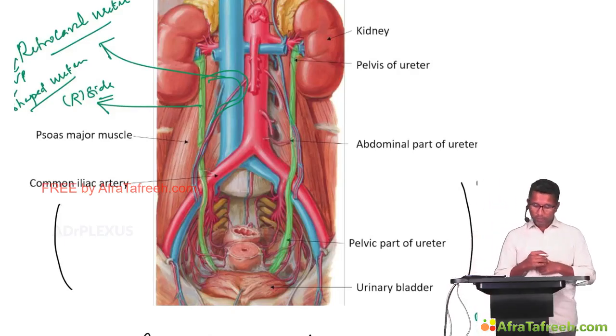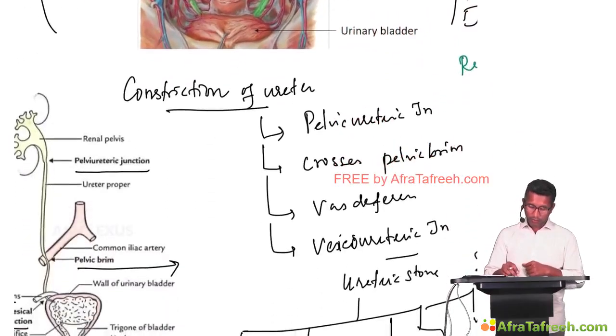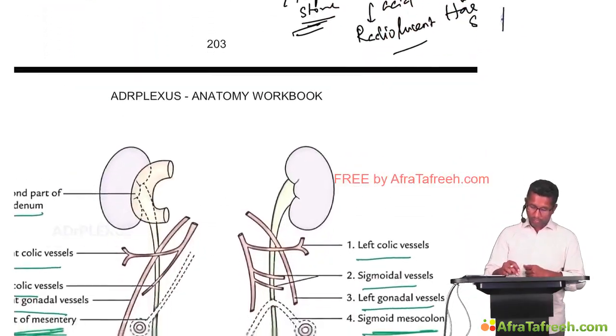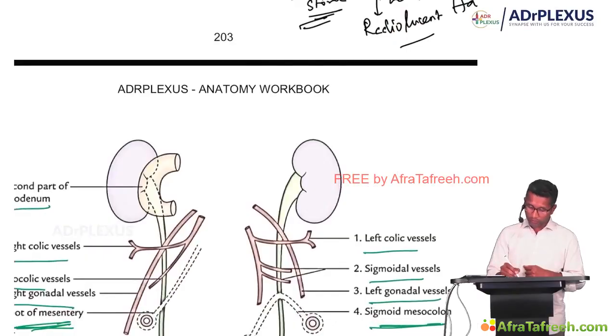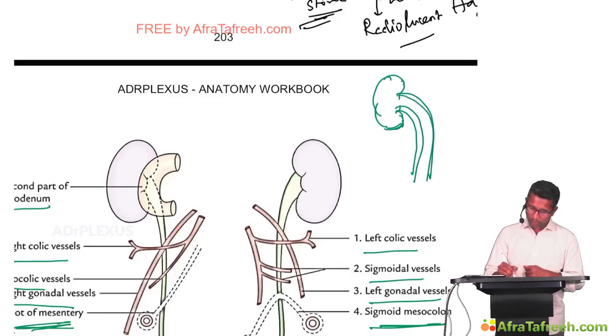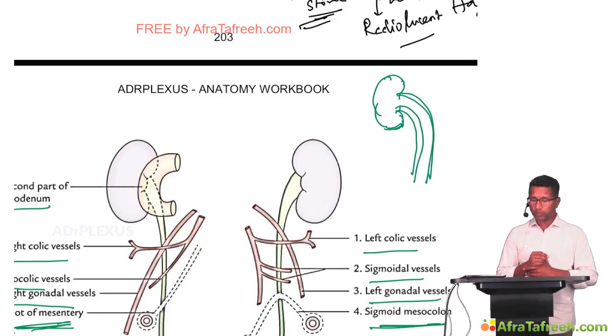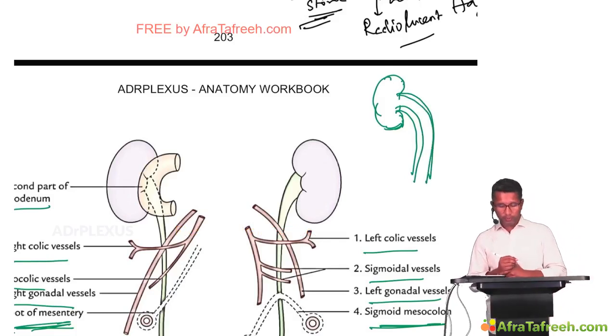See, whenever you have the ureter, anomalies can happen in the ureteric formation also. For example, when you take the kidney, instead of one ureter, sometimes two ureters can come down. So this is called duplication of the ureter.